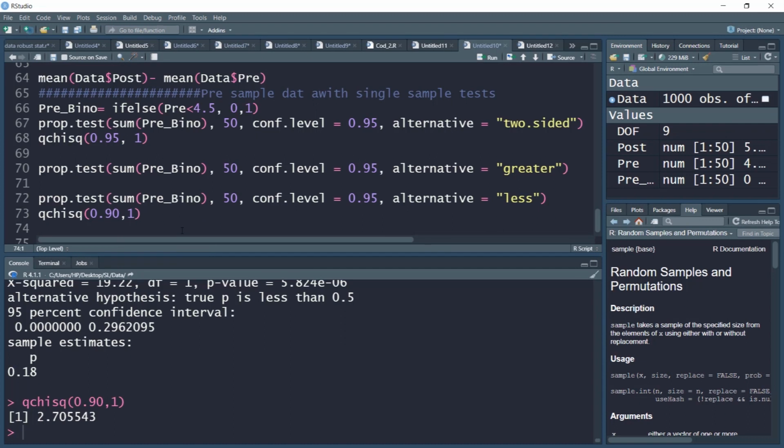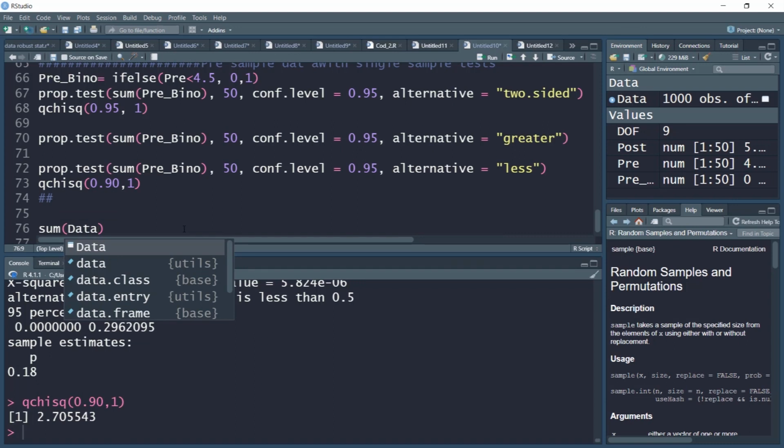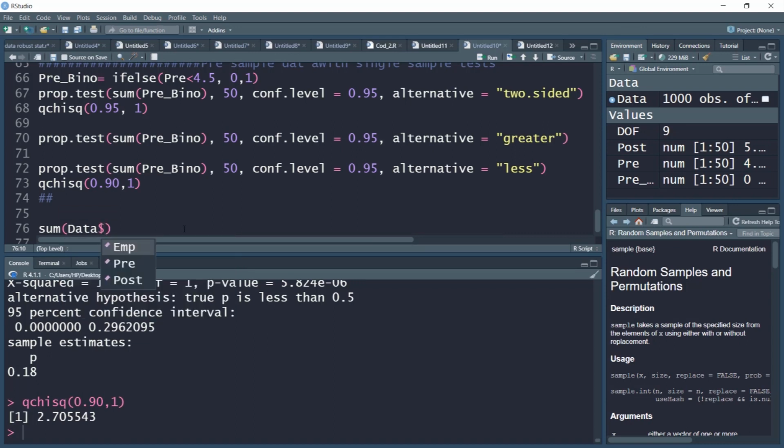Now we will examine the same for our post bino variable. So till now we have examined the pre-bino variable and we have reached the conclusion that in the population, the probability that an individual has a score of 1, or is a promoter, is much less than 50%. We can also check this as well. How do we check this? So we can use the population data, which is data dollar post.